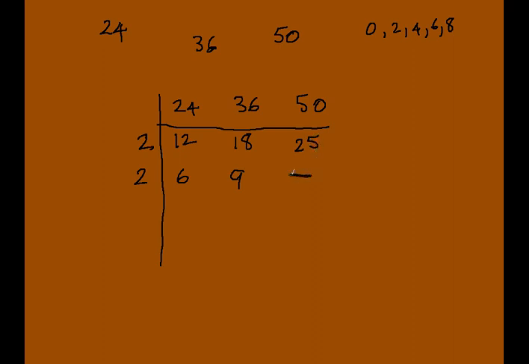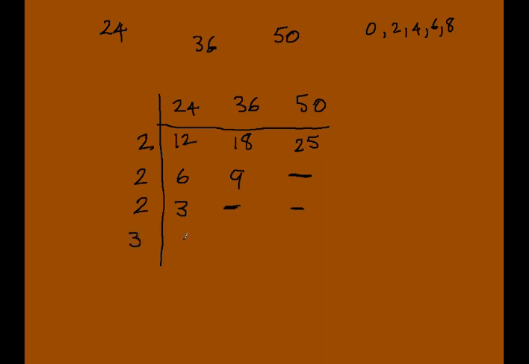So I put a line here. Now, can I still do 2? Yes, because I can do 2 into 6 evenly. So 2 into 6 is 3. Can I do 2 into 9? No. 2 doesn't go into 9 evenly. Can I still do 2 into 25? No. Can I do 2 again? No, I cannot do 2 into 3. I cannot do 2 into 9. And I cannot do 2 into 25. So I have to move on to the next prime number, which is 3.